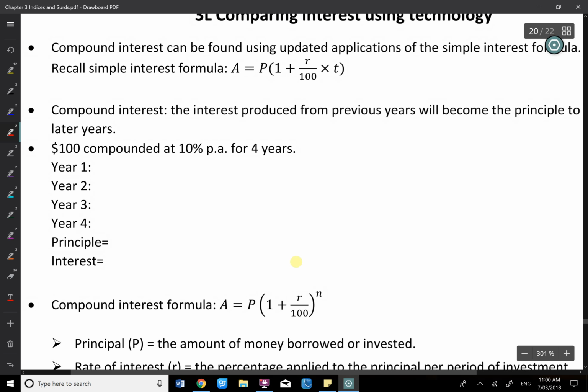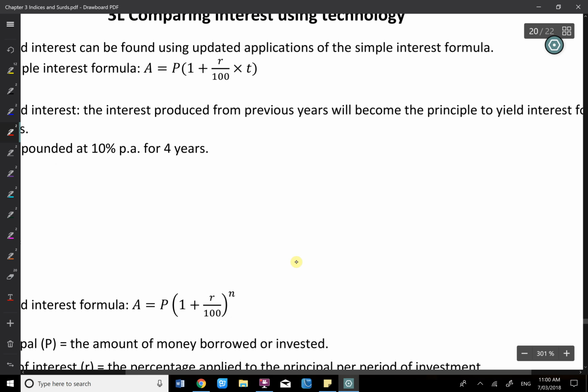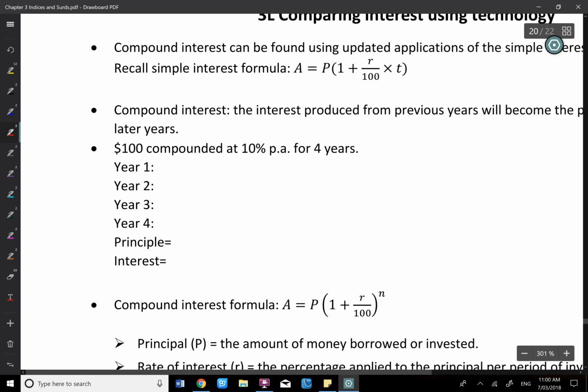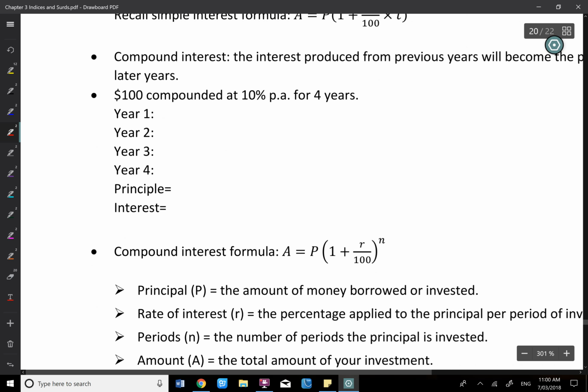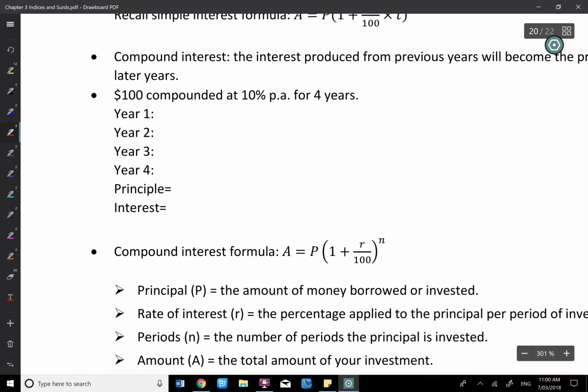Compound interest: the interest produced from the previous years will become the principal to yield interest for the later years. So we have 100 compounded at 10%, which is impossible now. I think the bank interest now is about 1% to 2%, so it's really low. It's not going to be a 10% interest rate, which is not real but easy for our calculation. So 10% for 4 years.